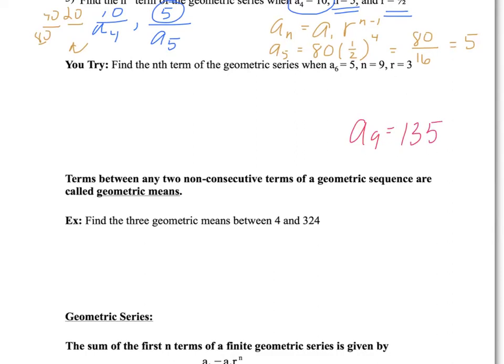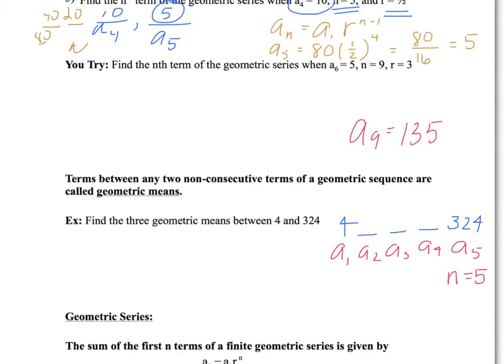Just like we had arithmetic means, we also have geometric means. So again, that's finding missing terms between two given terms. We do this very similar to arithmetic series. So we want to find the three geometric means between 4 and 324. So we have 4, there's 3 numbers we're missing, and then 324. 4 is a sub 1, this is a sub 2, 3, 4, and 5, which means our n is going to be 5. R is what we're looking for, our common ratio.